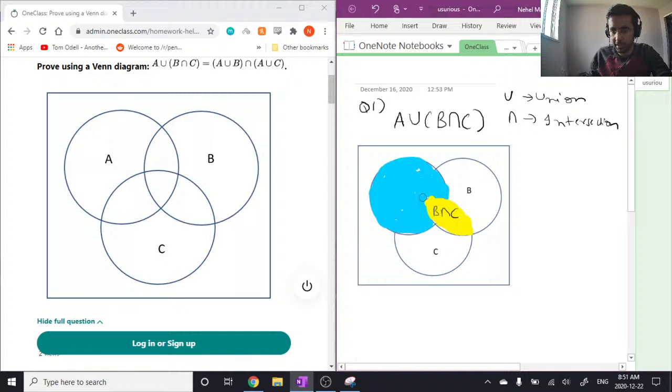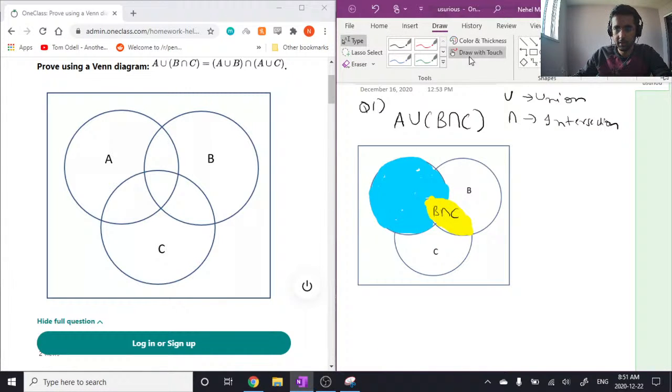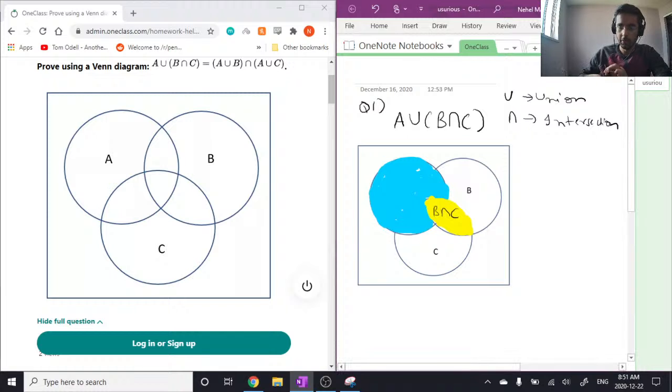And then since we're taking the union, our final answer is actually the two colors. So here what we have is A union of B intersection C. Just to clarify, it's both the blue shaded and the yellow shaded region that is the overall final set we would get from this operation. So that's what the left-hand side looks like.